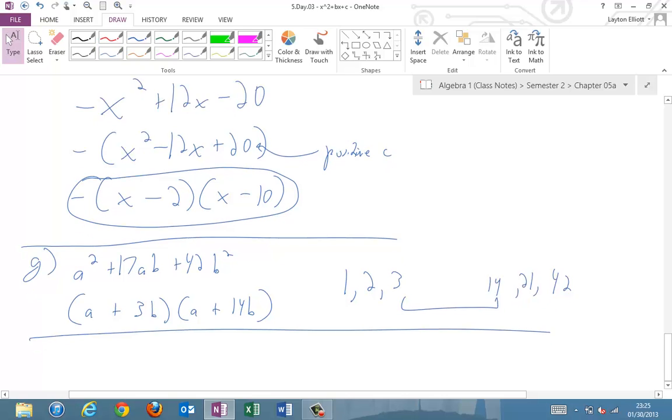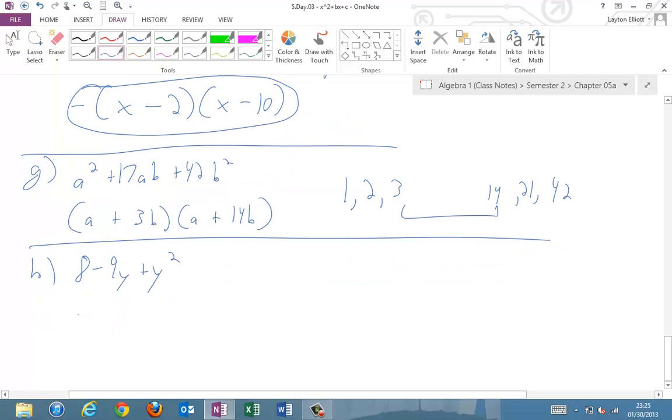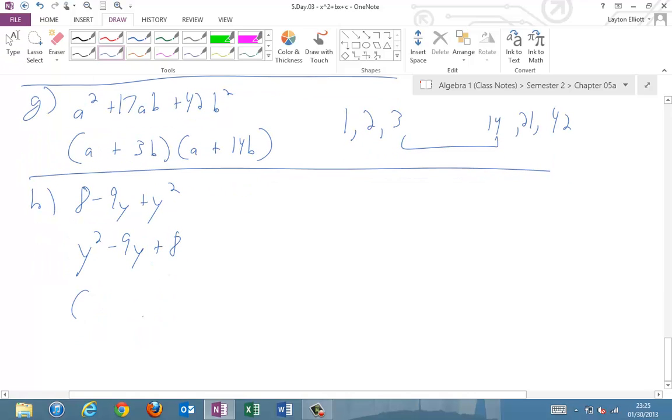Last one of this set. Let's do 8 minus 9y plus y squared. Now, I'm a fan of descending order, so I'm going to switch this around: y squared minus 9y plus 8. Again, we have a positive c value, so I'm going to go y and 8, y and 1. Now, I could immediately latch on to the 8 and 1 because I know 8 plus 1 is 9, and 8 times 1 is 8. Minus, minus. And that's a final factored form.